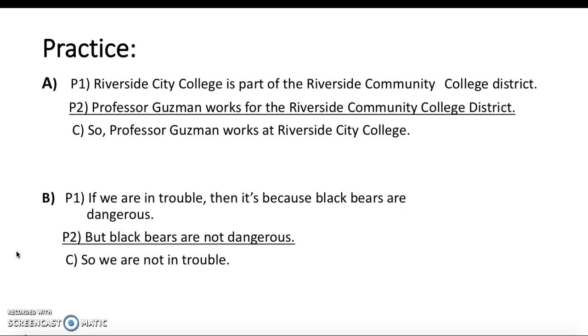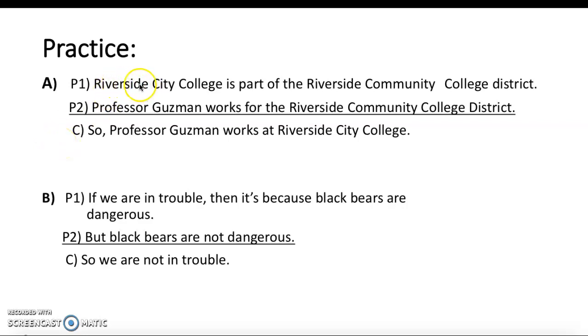Okay, welcome back. If you determine that the first argument, argument A, is invalid or not valid, then you are correct. And if you determine that argument B is valid, then you are correct. Okay, so let's go through this. Why is argument A invalid or not valid? Well, let's think through this.